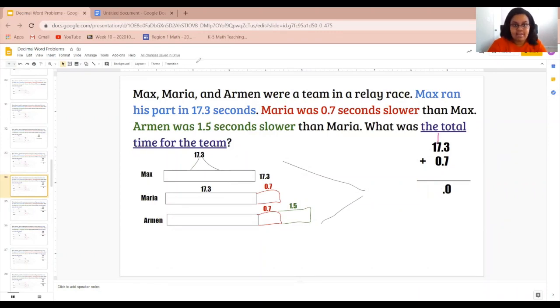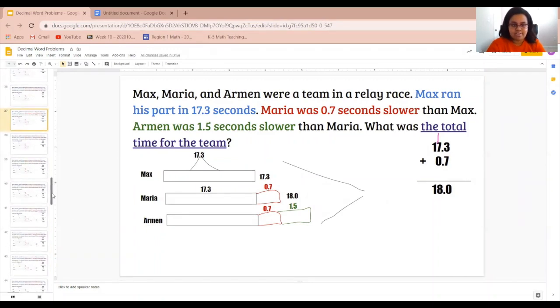Now I can say that 7 ones plus 1 one is 8 ones. Now I have 1 ten plus 0, and that's still going to be 1 ten. So I can bring that down. So I'm left with 1 ten and 8 ones, which is the same thing as 18. So now I've determined that Maria took 18 seconds to finish her part of the race.